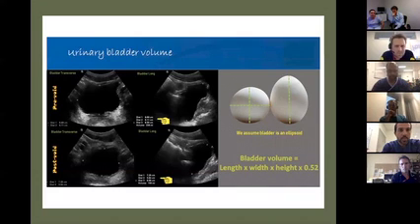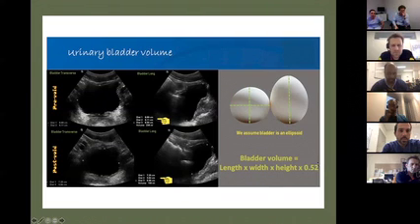Bladder volume. We're thinking of the bladder as an ellipsoid structure, so we're going to go with this formula: length times width times height times 0.52. That's the machine's inbuilt formula. Some institutions work with 0.75 instead of 0.52, but traditionally, most commonly, it's 0.52.